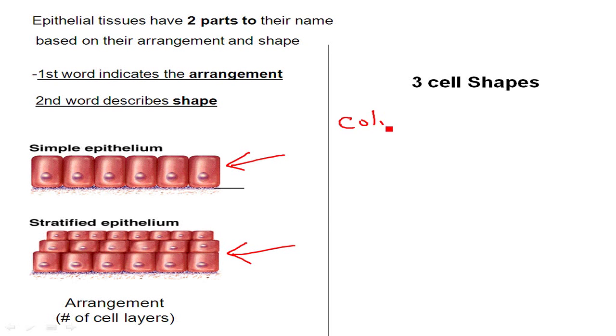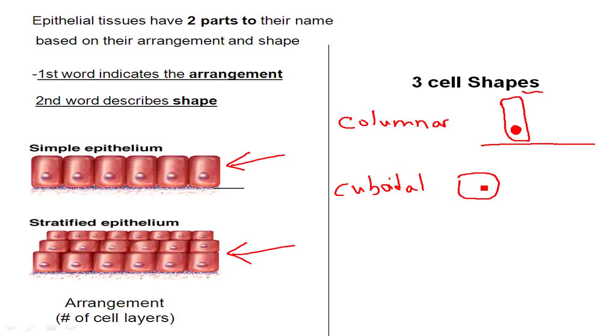So the first one is called columnar, and they look like tall rectangles. The nucleus of the cell tends to be toward the basal surface. So remember, this would be the basement membrane, and this would be the free surface up here. The second type is the cuboidal, and they look like little round squares, rounded off squares with a central nucleus. And then the third type is squamous, and they look like flattened out cells with a central nucleus. They look like they have been squashed, and that's one way to think of it.